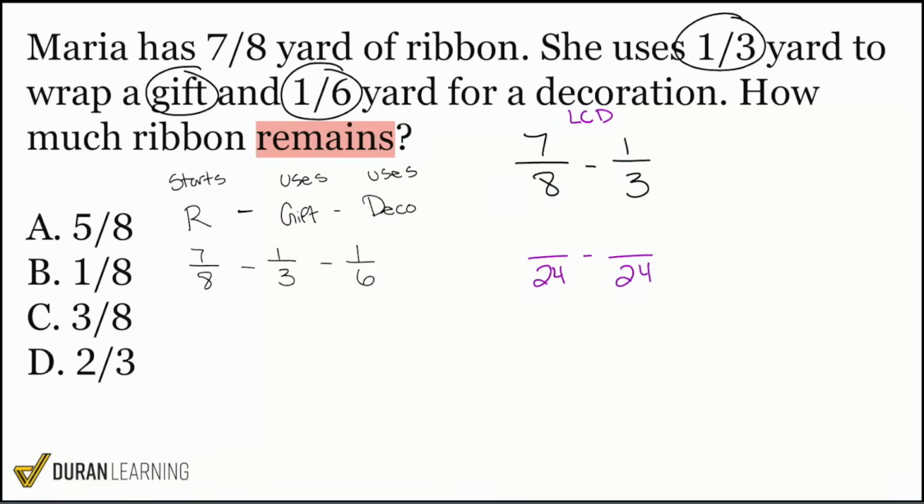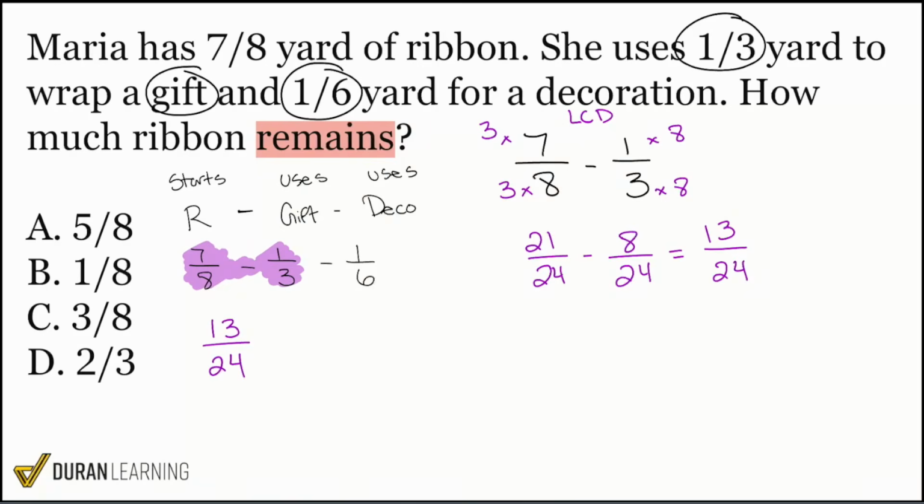So here we go. Everybody will multiply 8 by 3 to get 24. So we'll multiply that 7 by 3 to get 21. The 1/3 over here will multiply by 8 to get to that 24 denominator. 1 times 8 is 8. So from here, help me out, everybody. What is 21 minus 8? 21 minus 8 gets us down to 13. And remember, we'll keep the denominator the same. So right here, the 7 over 8 minus the 1/3 turns into 13 over 24.